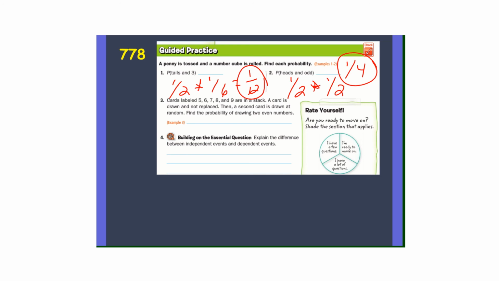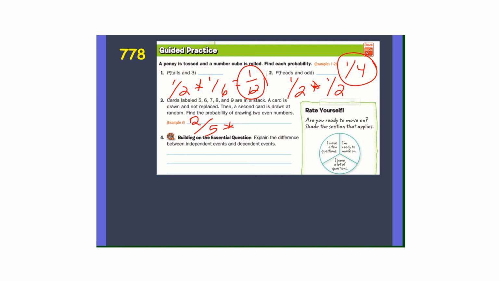Okay, number 3, card labels 5, 6, 7, 8, and 9 are in a stack. A card is drawn and not replaced. So we have 5 cards. A second card is drawn at random. Find the probability of drawing 2 even numbers. So how many numbers are even there with those cards? The 6 and the 8. So 2 out of 5 are even.